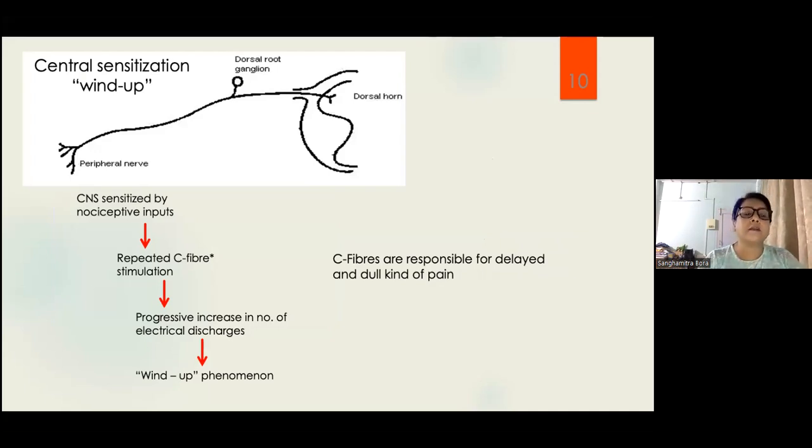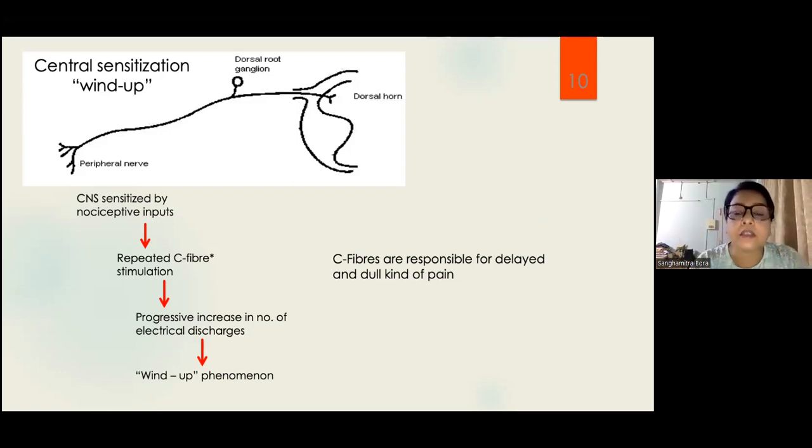What happens is that the CNS is sensitized by nociceptive inputs, because from the peripheral nerve, the impulse is transmitted to the dorsal root ganglion, and the ganglion transfers it to the dorsal horn, from where it goes up to the cortex through the spinothalamic tract. And here, in the areas of pain modulation in the cortex, the central nervous system gets sensitized by these inputs.